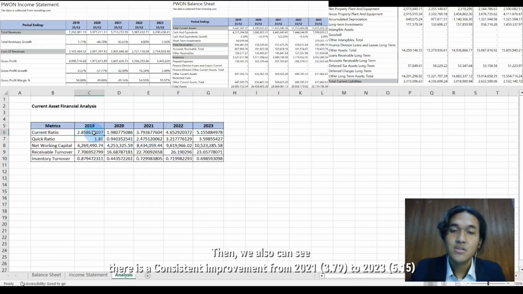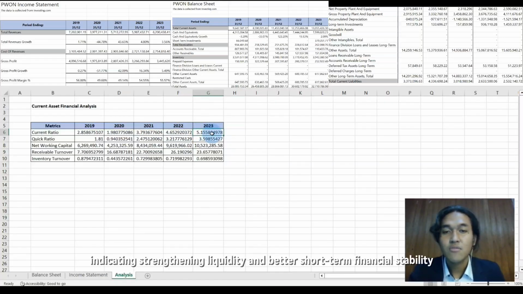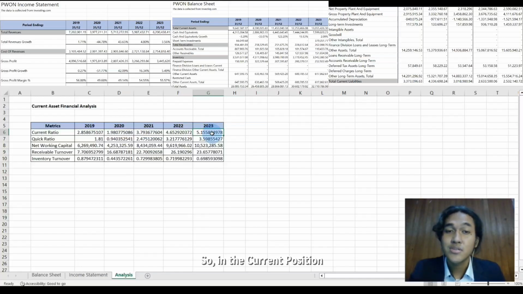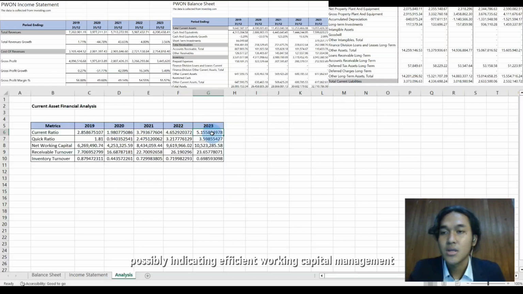Then we can also see a positive improvement from 2021, 3.79, to 2023, 5.15, indicating strengthening liquidity and better short-term financial stability. So, in the current position, a ratio of 5.15 in 2023 suggests excellent short-term liquidity. The company has ample assets to meet short-term obligations, possibly indicating efficient working capital management.